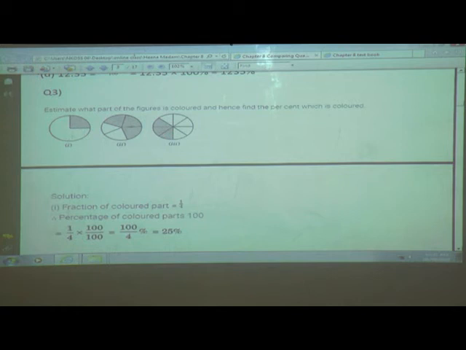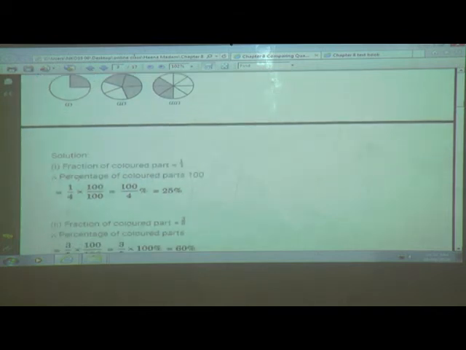What part of the figure is colored here is 1/4. That is, out of 4 parts only 1 is colored. Here we can say out of 5 parts there 3 parts are colored. Here out of 8 parts there 3 parts are colored. This is in the form of a fraction first. Then we have to write the fraction first and we have to convert into a percentage. So the fraction of colored part is 1/4, because by seeing the figure we can find out what part is colored.